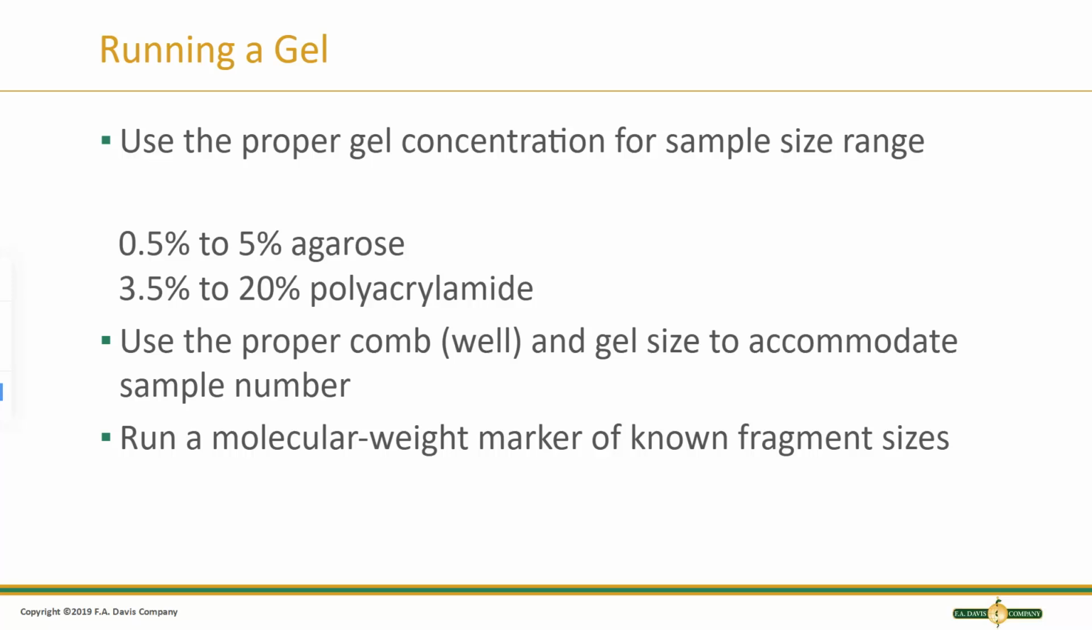Run a molecular weight marker of known fragment sizes. So we want to have a marker where we know this particular band means 100 base pairs, this one means 200, this one means 300, and so forth. That way, when we run our DNA out and we have different bands separating out on the gel, we can compare it to the marker of known band sizes to determine what our band size is.